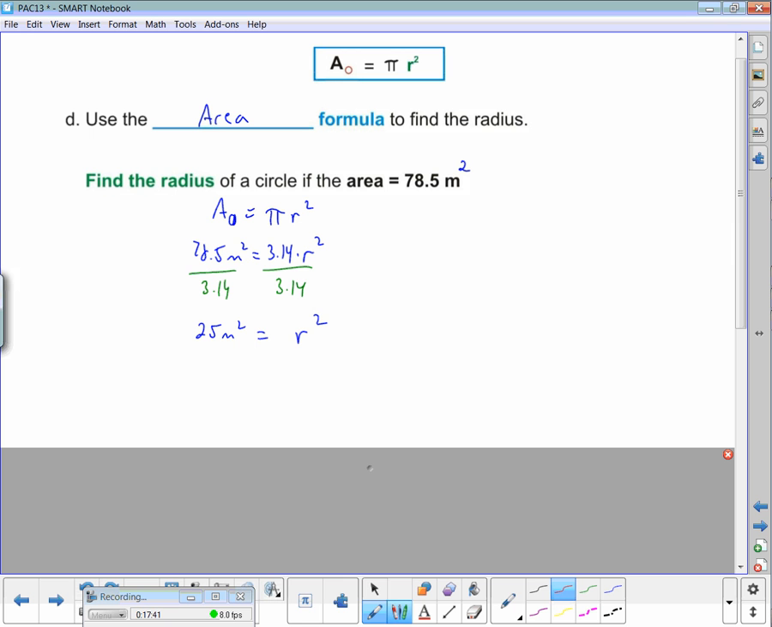Okay, so what am I going to do to both sides? Take the square root. Remember, square roots undo squares. Now, normally we put a plus minus, except when it's what? Distance. Are radii ever negative?